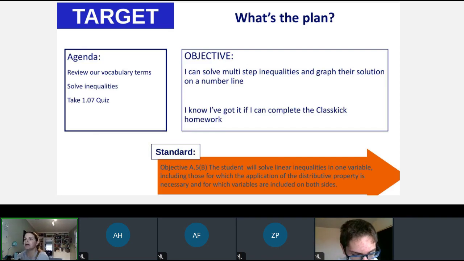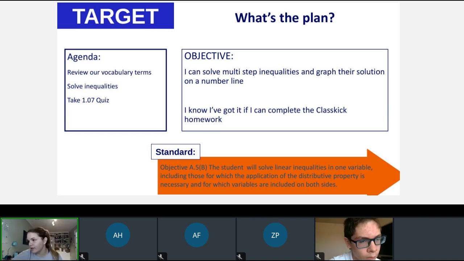So what's the plan for today? We just reviewed our vocabulary terms. We're going to talk about solving inequalities. At the end, if you have not done your Class Kick homework from yesterday, or if you did it and did not get a great grade, I'm going to have you go to Class Kick and redo that homework or do the homework. Once you feel confident with it, I'm going to send you to the course to take your quiz that's due today. Today we're going to solve multi-step inequalities and graph their solutions on a number line.